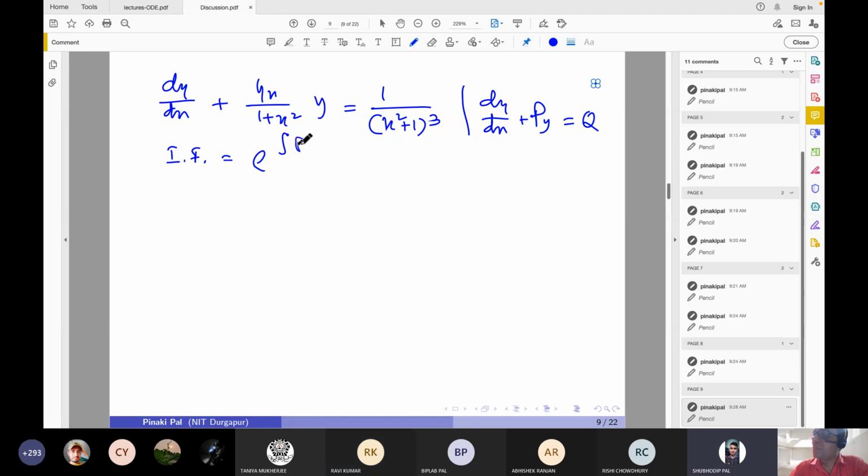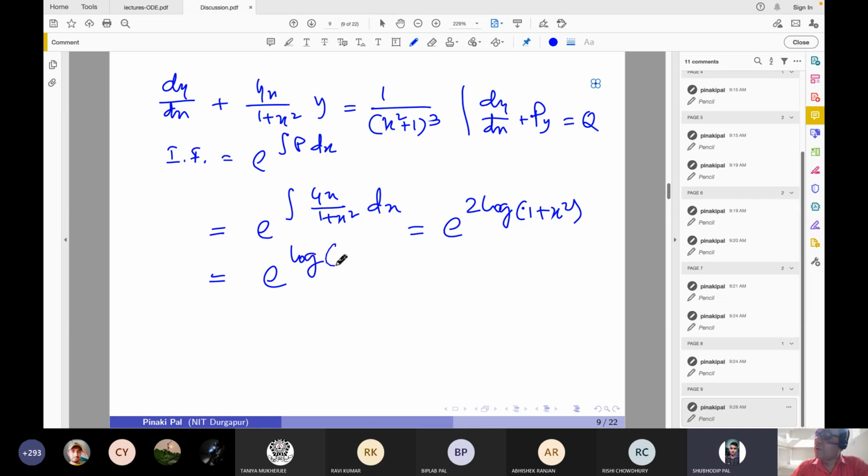From the theory, we know that the integrating factor is e to the power ∫P dx, that means e to the power ∫4x/(1+x²) dx. Then this is equal to e to the power 2 log(1+x²), and we can write it as e to the power log (1+x²)². And e to the power log of something is equal to that something. So this is the integrating factor.